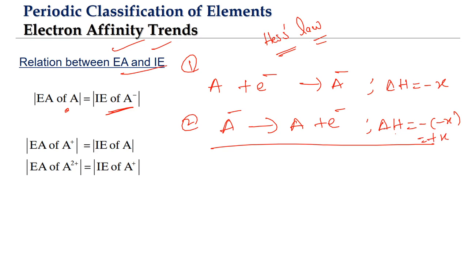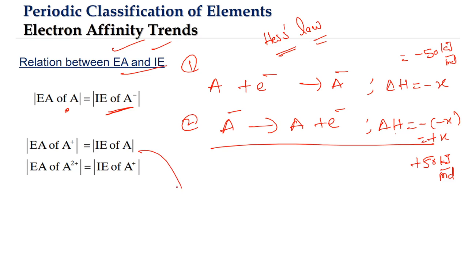which of course is plus X. If you look at the first equation, let us say the delta H value is minus 50 kilojoule per mole. I'm just taking some number. For the second phenomenon, it will be plus 50 kilojoule per mole. Means in the first phenomenon, 50 kilojoule per mole is released, negative means that much energy is released. In the second phenomenon, 50 kilojoule per mole of energy will be absorbed. So numerically both of them will be equal. So electron affinity of A will be equal to ionization energy of A minus.